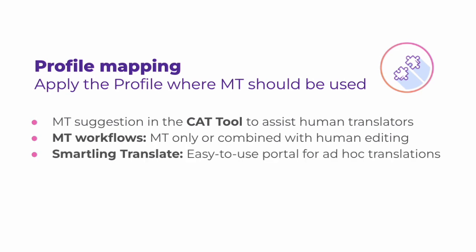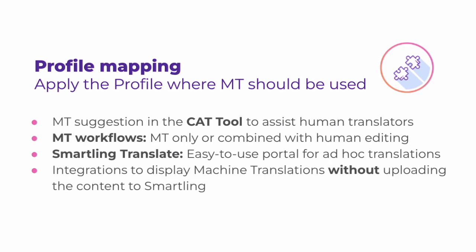For ad hoc translations, Smartling Translate provides an easy-to-use portal that does not require any projects, jobs, or workflows being set up. With certain integrations, machine translations can even be displayed without the need to upload the content to Smartling first. You can either set up a different MT profile for each of these use cases, or map the same profile to multiple workflows or integrations. Let's take a closer look at some of the ways in which machine translations can be used in Smartling.